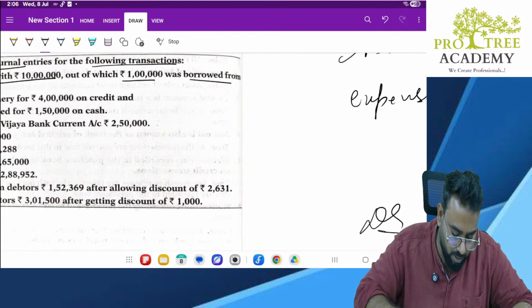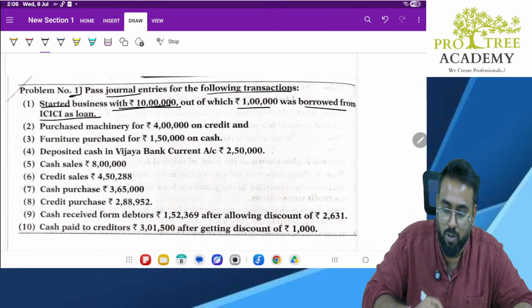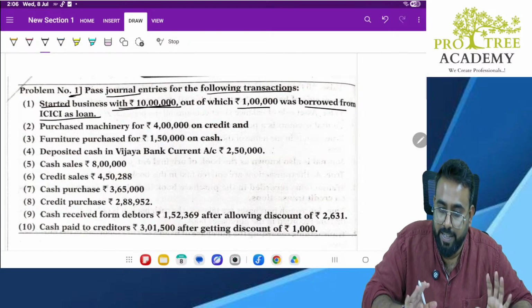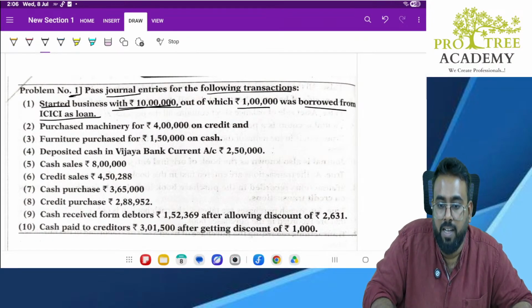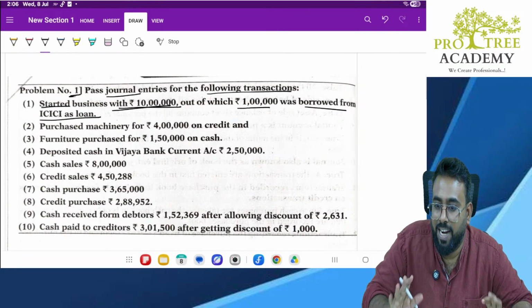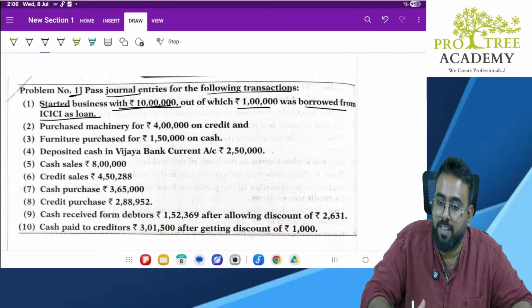So how is he contributing? 10 lakh rupees he is contributing. In 10 lakhs, he is telling 1 lakh is borrowed from ICICI Bank. Rest is directly brought by the owner. So ultimately the owner is bringing in 9 lakh, and 1 lakh is coming from the loan. Let's assume that the entire money we are getting in the bank account, 10 lakhs.